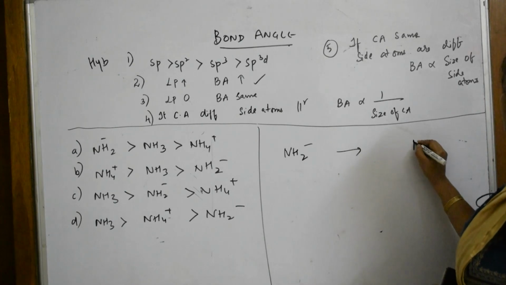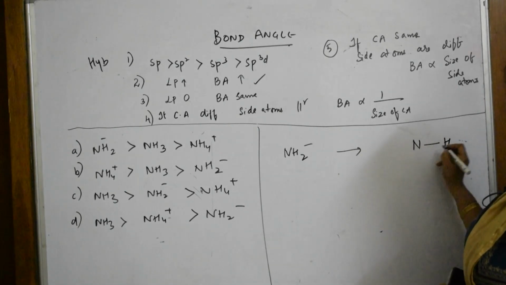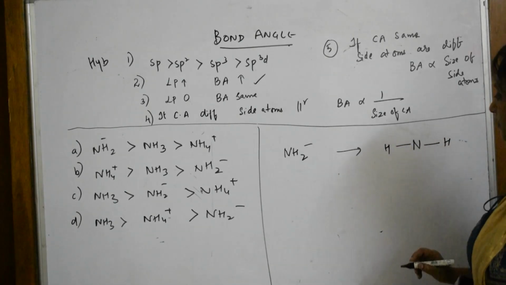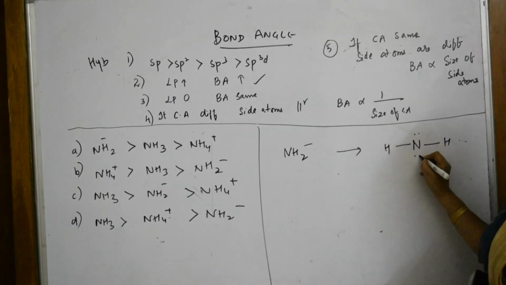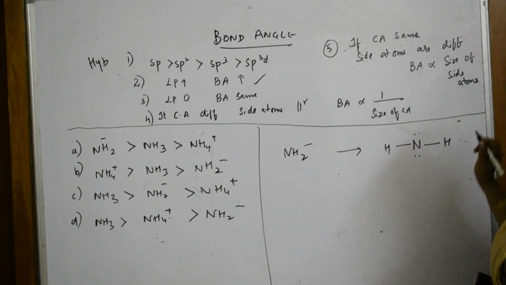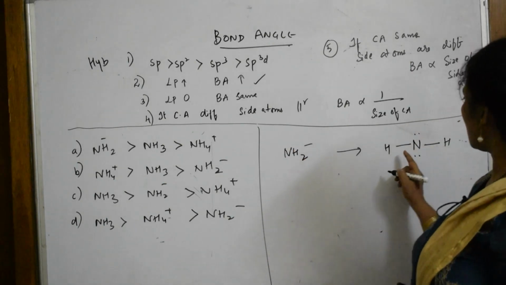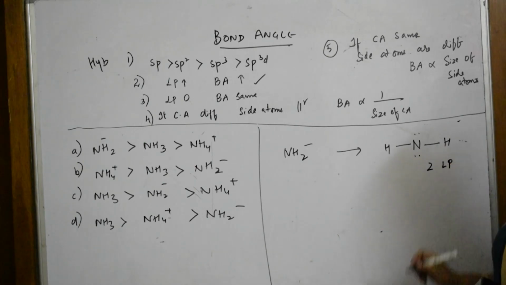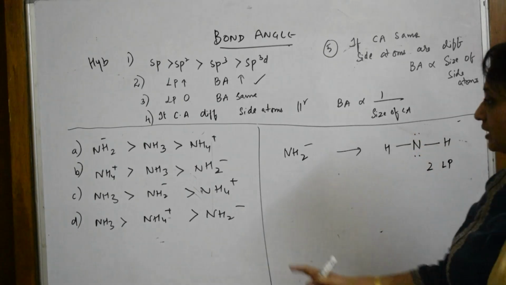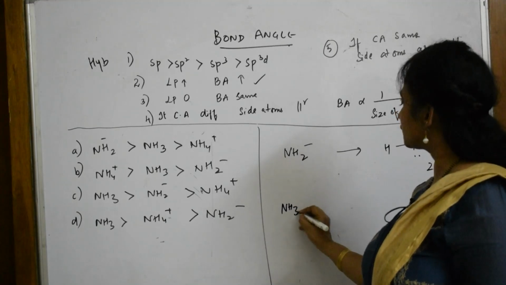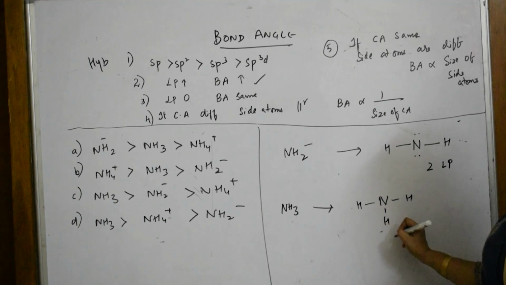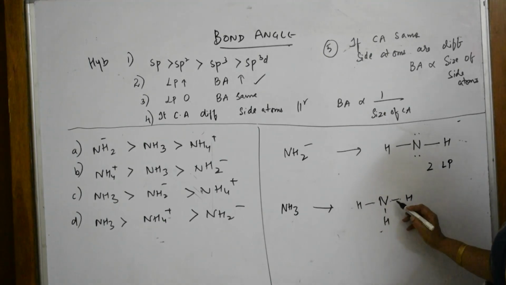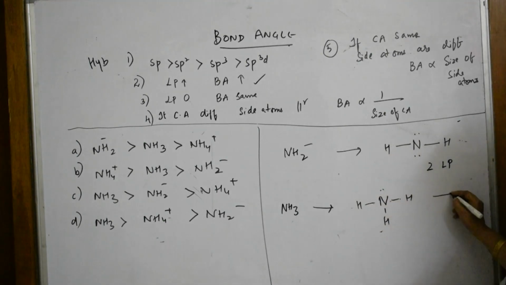Draw the structure. Nitrogen is here, one hydrogen on this side, one hydrogen. How many electrons are over? 1, 2, 3, 4, 5, 6, 7, 8. And minus is already there. Next structure. Now how many lone pairs are there? There are 2 lone pairs, 1 and 2. If I take the next, ammonia: N, hydrogen, hydrogen, hydrogen, count 1, 2, 3, 4, 5, 6, 7, 8. How many lone pairs are there? 1 lone pair is there.